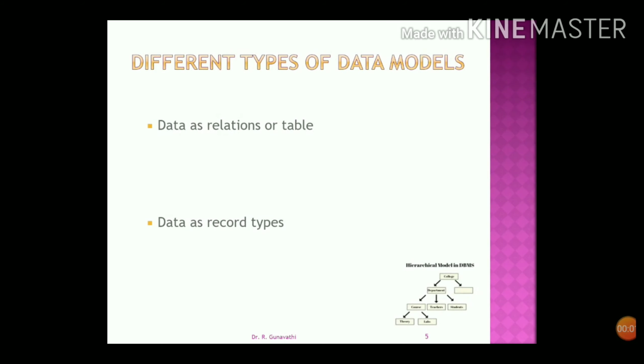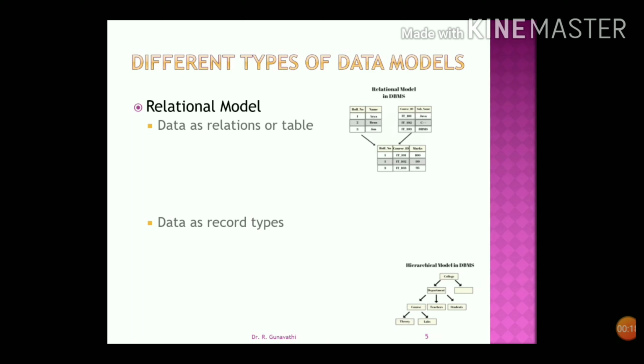Next topic is different types of data models. There are three well-known data models available: relational model, network model, and hierarchical model. The first one is the relational model, and it represents data as relations or tables. The network model represents data as record types. The hierarchical model represents data as a hierarchical tree structure.